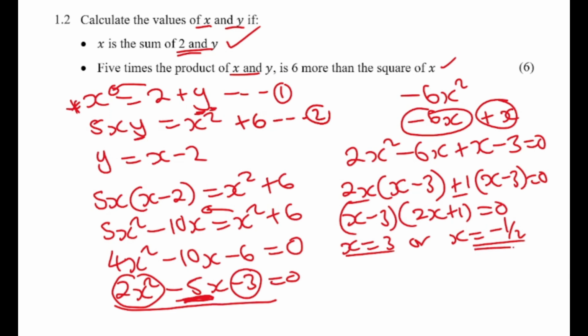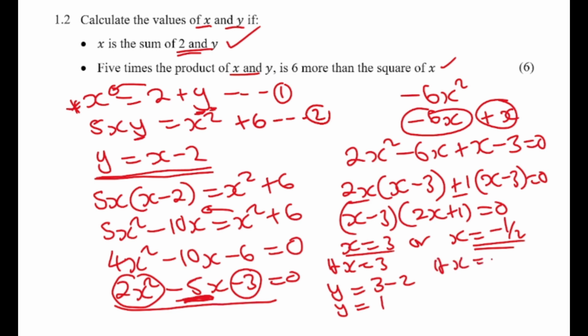Remember, we got these values for x. Now, we're finding y. So where there's x, you put 3. So if x is equal to 3, it means y is going to be 3 minus 2. Then what is 3 minus 2? Y is equal to 1. And then if x is equal to negative 1 over 2, then y is going to be negative 1 over 2 minus 2. Then you get y is equal to negative 5 over 2. You get the same thing.